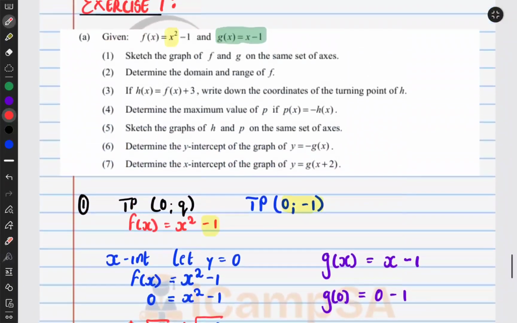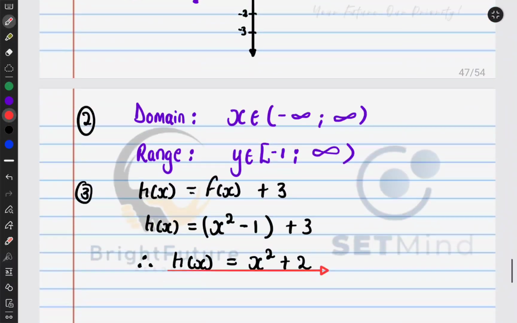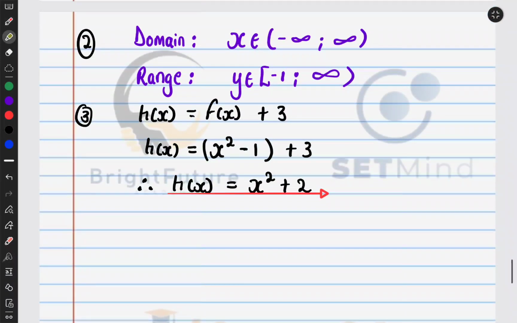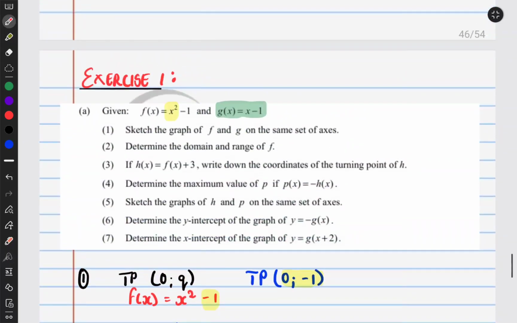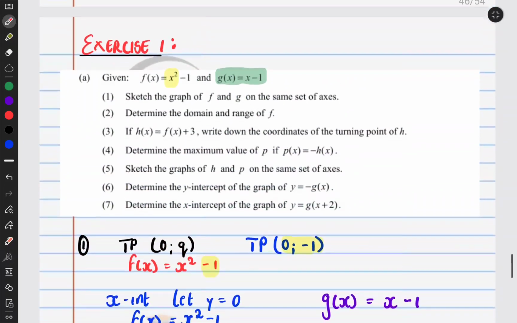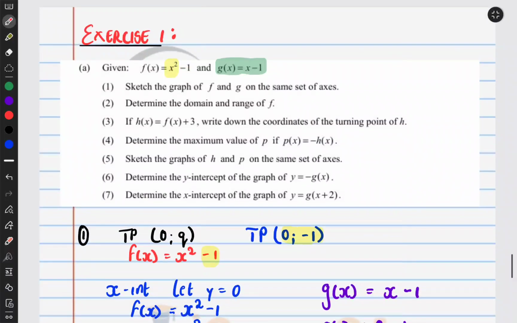And then we are asked to write down the coordinates of the turning point. So the coordinates of the turning point, I said we take the value of q and 0. So the turning point would be 0 and 2. Okay, determine the maximum value of p if p is equal to negative h at x.